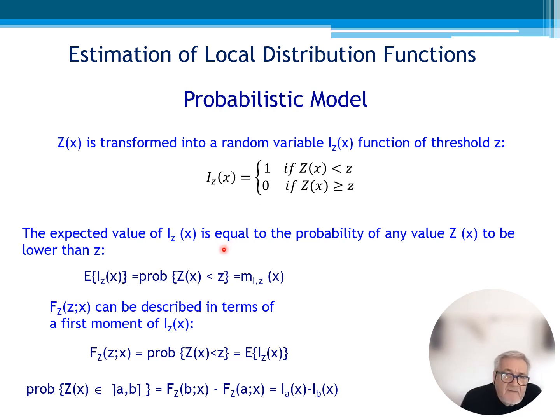So the expected value of I of z is equal to the probability of the original variable z of x to be lower than z. You see, that's what we have seen before. Now, any value of the cumulative distribution function of the original variable can be described in terms of the first moment of the new variable created here, the indicator.